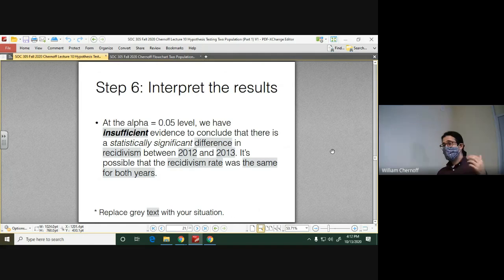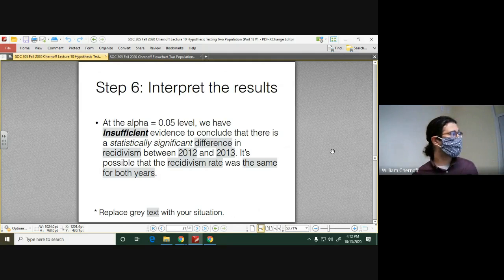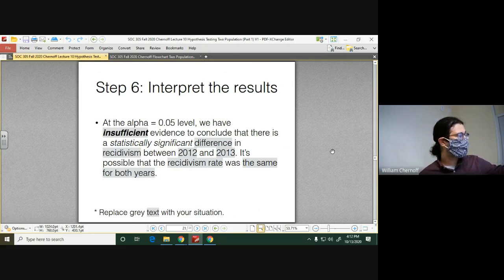In step 6, we interpret our results. What does it mean to fail to reject the null hypothesis? We basically say that at the alpha equals 0.05 level, we have insufficient evidence to conclude that there is a statistically significant difference in recidivism between 2012 and 2013. Or in more simple language, it's possible that the recidivism rate was the same for both years.